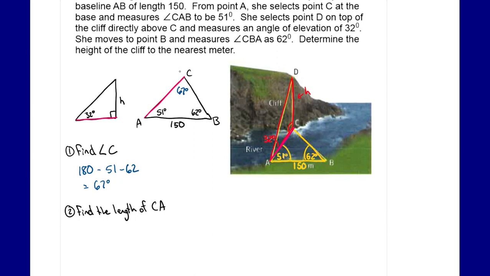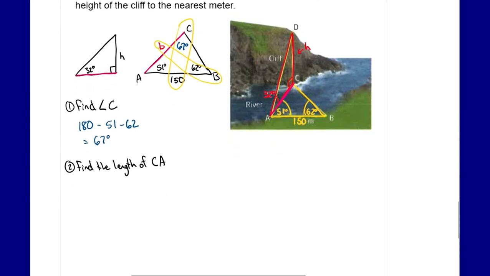So I'm going to use sine law, and I can use sine law because I have a full pair and a half pair. A full pair, I have an angle and its opposite side, and I have a half pair, I have the angle, but I don't have the side in question, which I'm looking for. So I can use sine law here.